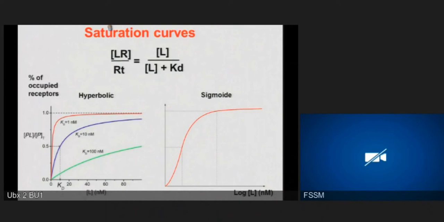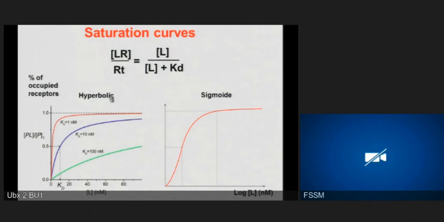And this is more famous under the name of saturation curves. So we are doing increasing concentration and we are studying the saturation curves. Each time you increase L, you have the chance to increase LR, so you increase the percentage of occupied receptor. Then, what does the KD mean and how can we understand the KD?